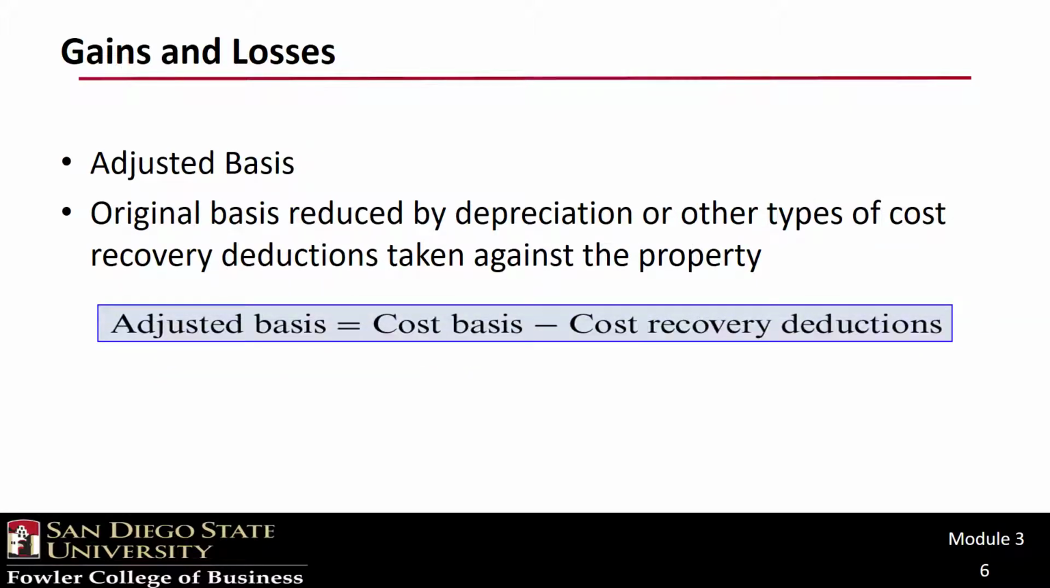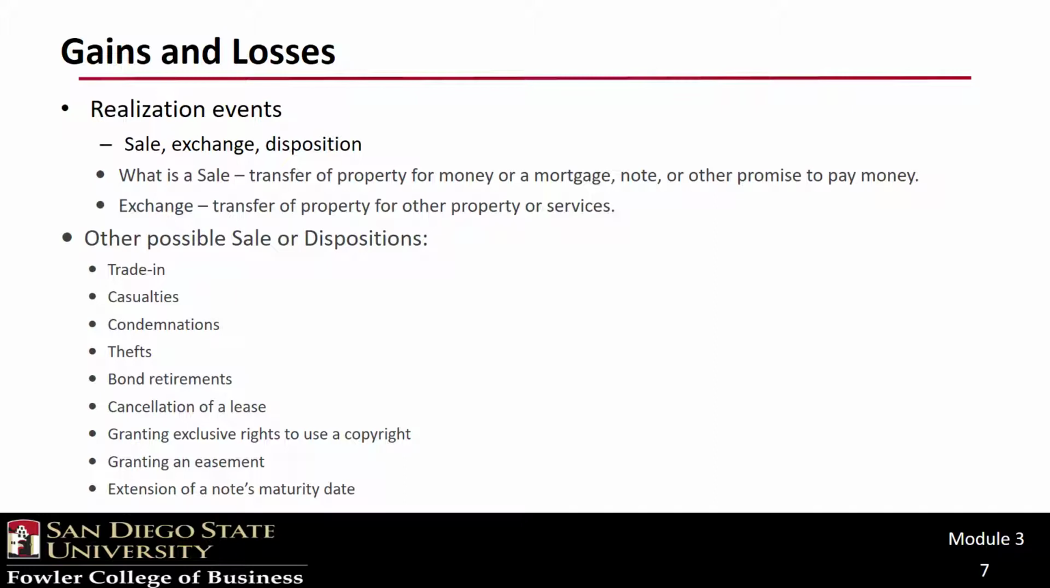Adjusted basis is something we've already discussed. It was a critical element when we considered cost recovery in Chapter 7. So we know that a sale is a realization event. What else might be a realization event? Exchanges and dispositions are realization events. They come with many names, such as trade-ins, condemnations, thefts, and maybe lesser known, like something like granting an easement.